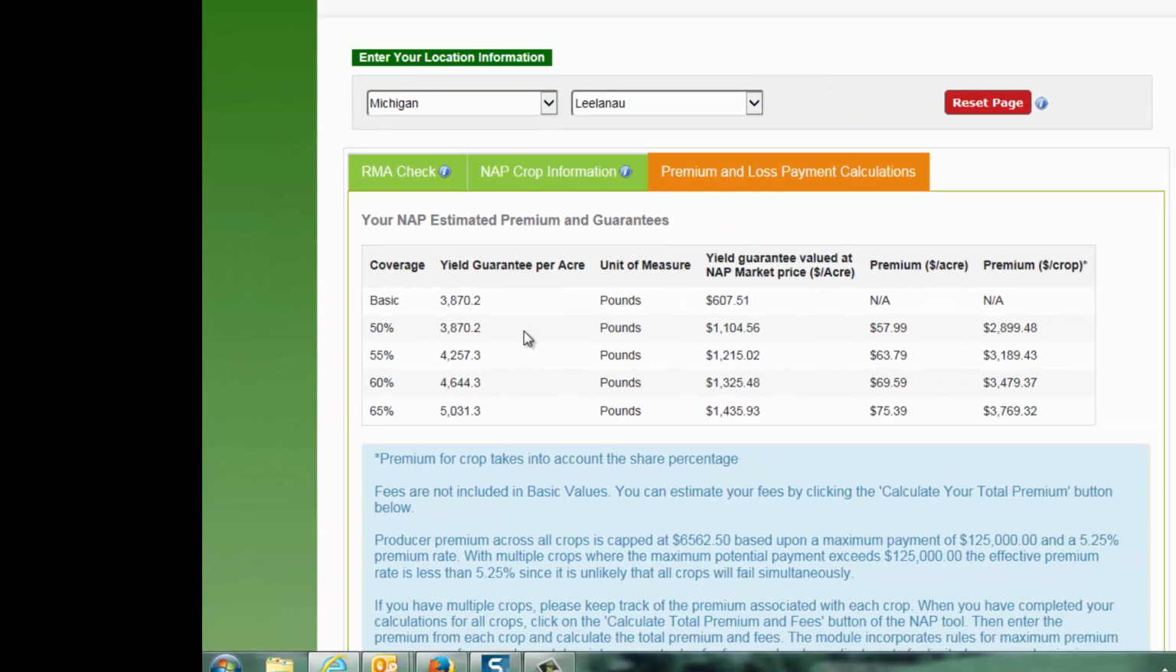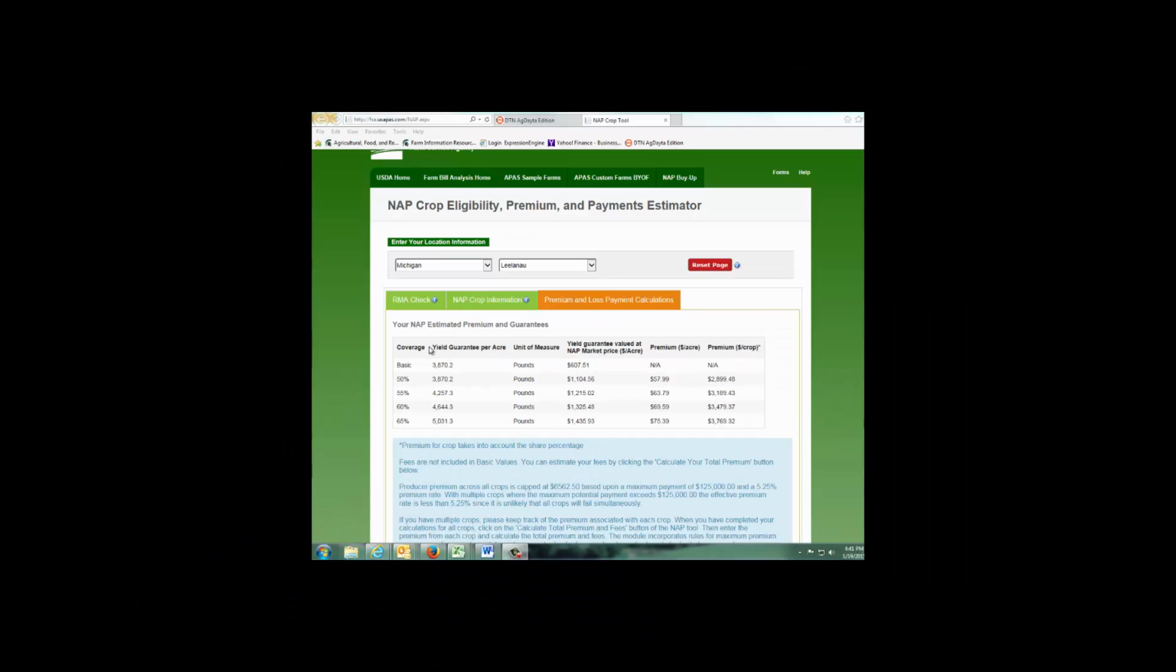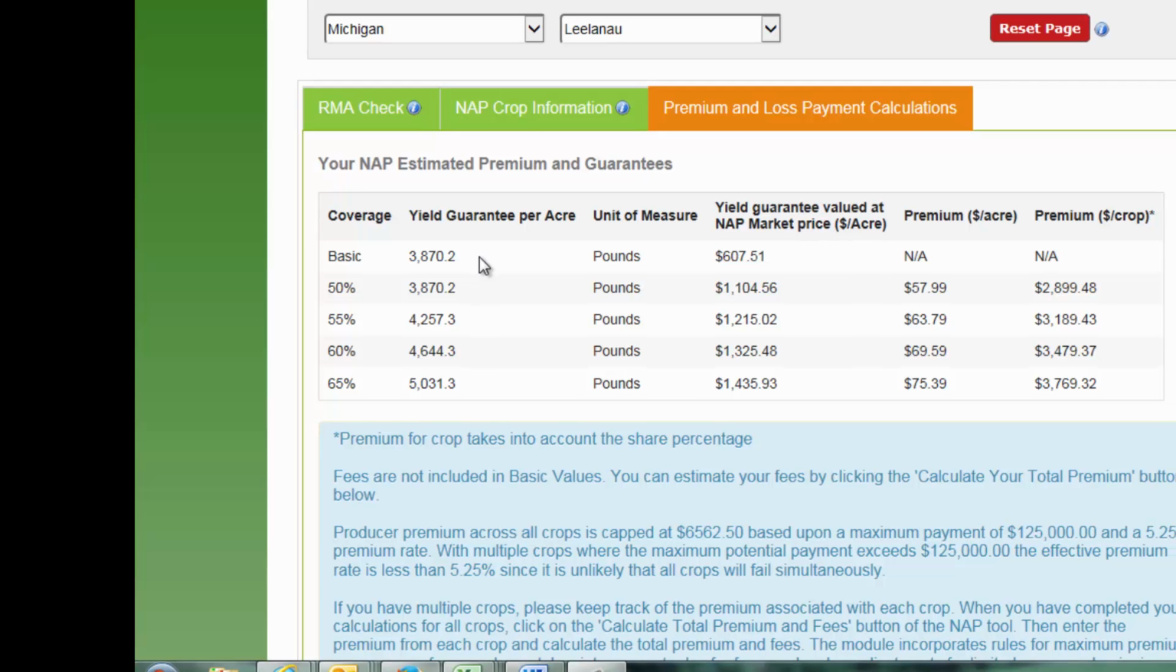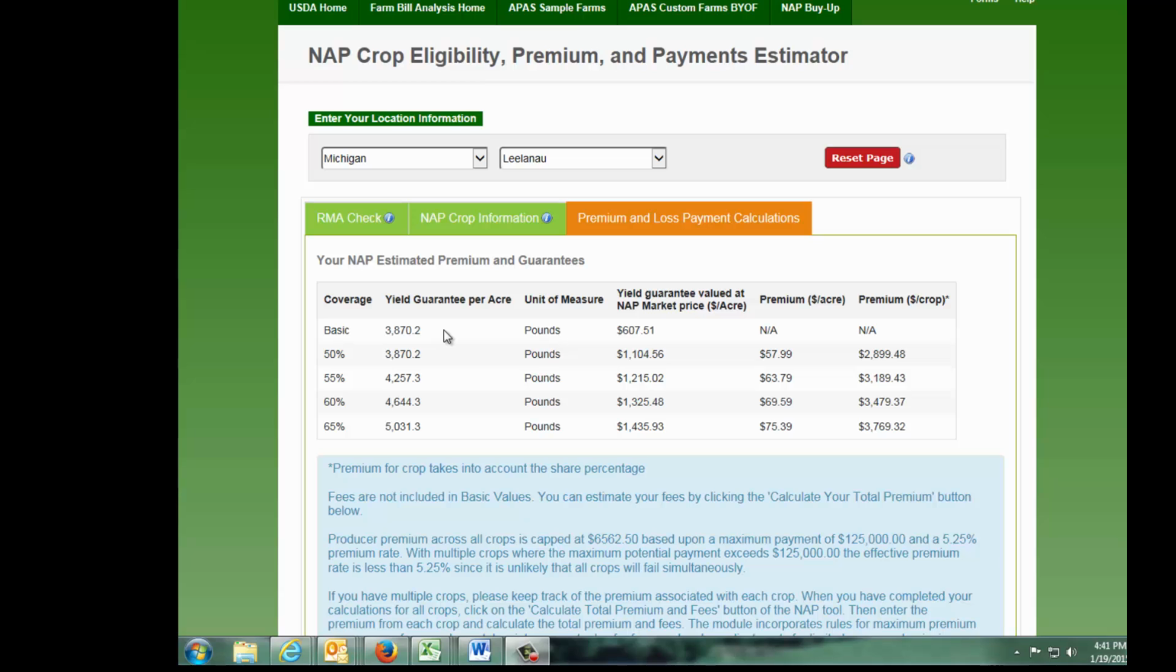So we have the right county and so forth. There are 5 coverage levels. One is the basic, which used to be called CAT coverage. It is a 50% yield guarantee of your approved yield. There is no premium for this one. You do have to pay the fee. And the coverage, if there's damage, is 55% of the dollar lost under 50%.